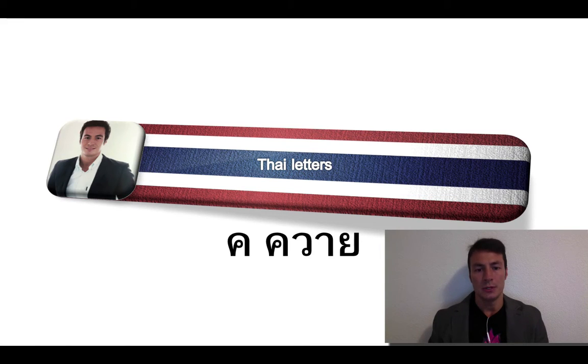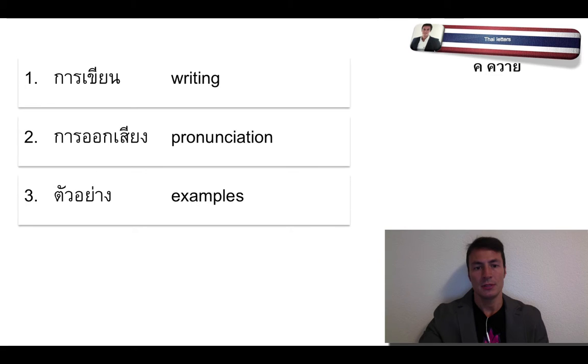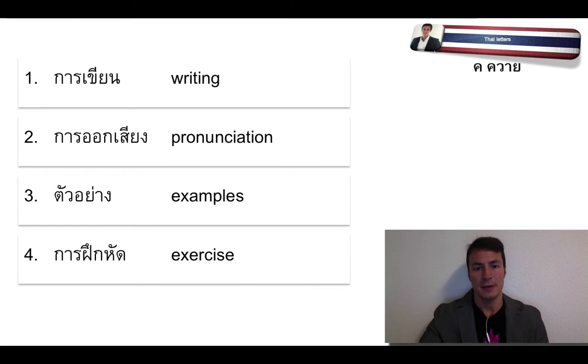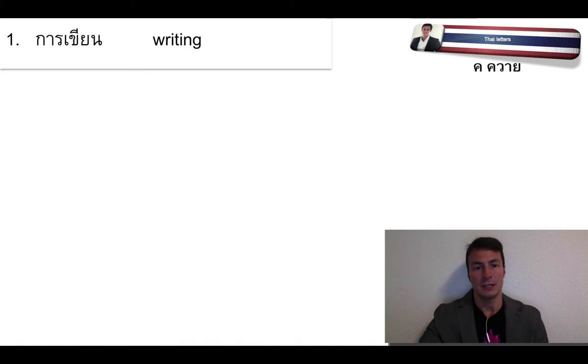Hello and welcome to Thai Letters. Today we learn ควาย, a low class consonant. Structure remains the same even though the consonant group changed now: writing, pronunciation, examples, and exercises, as always. Again, I recommend taking the course introduction first if you are not familiar with how the course works. Otherwise, keep watching this very lesson.